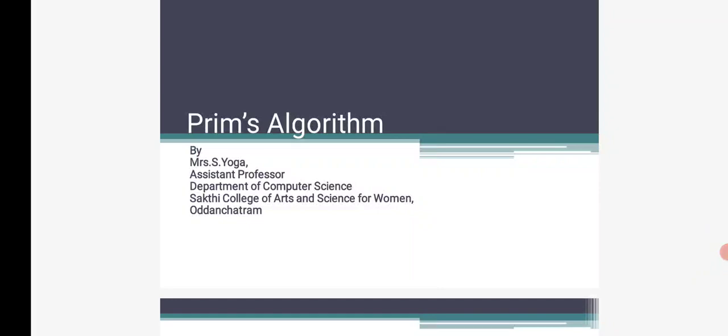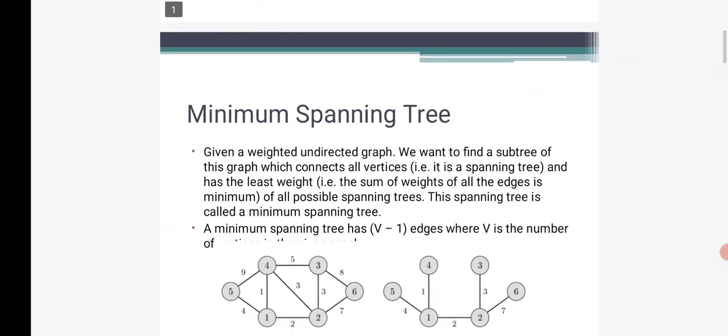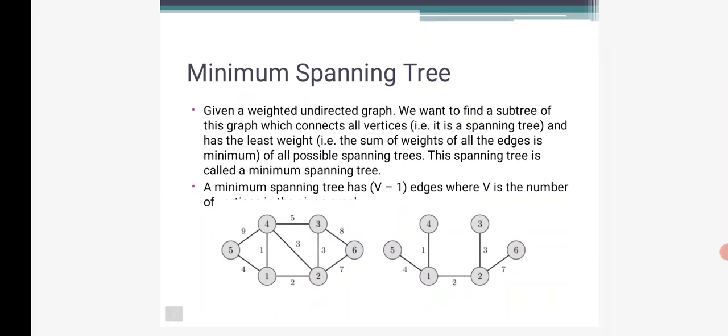Today's topic is about Prim's algorithm. Before we go to Prim's algorithm, we have to know something about minimum spanning tree. A minimum spanning tree is one with minimum weight. That is, a weighted graph can be taken for the minimum spanning tree.